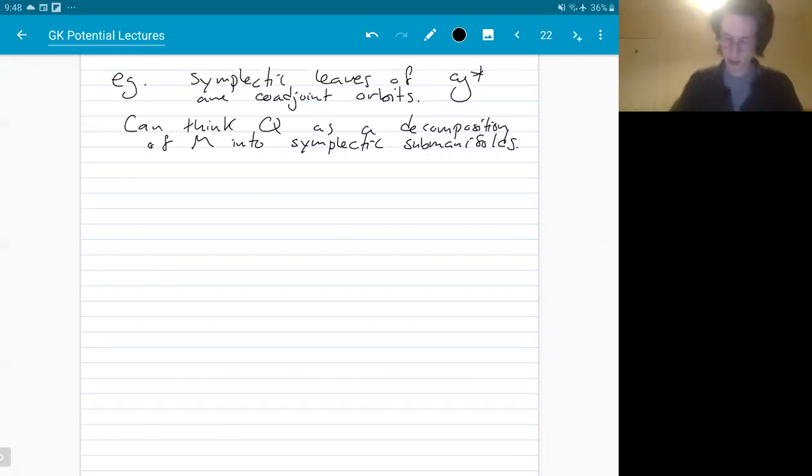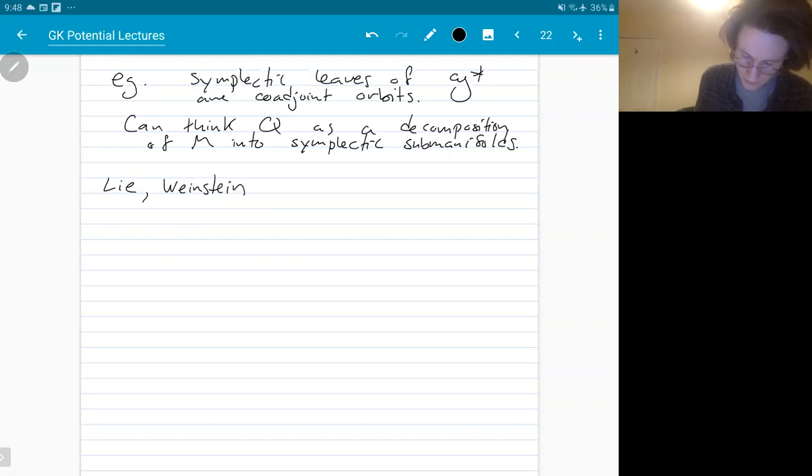Okay, so yeah, I want to introduce this idea, which actually goes back to Lie, but then it was brought back by Weinstein, which is the idea of a symplectic realization.